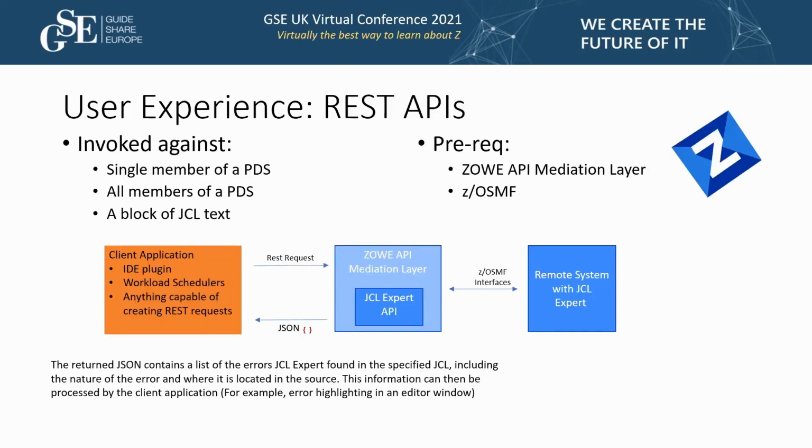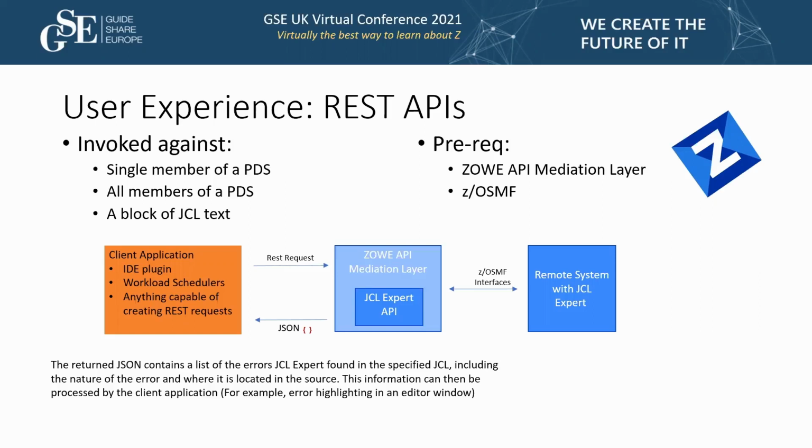Sure. So as Domenico just discussed, we extend the Zoe API mediation layer, and we contribute APIs in the same way that all client APIs of Zoe do contribute, which gives you a bunch of neat stuff like single sign-on and the ability to have a command line extension, which, as Domenico mentioned, could be useful in your DevOps tool chains. So our REST, well, if you could call them APIs or RESTful APIs, you can invoke them against a single member of a PDS, the entire contents of a library, or a block of JCL text. For example, if you were to write your own editor app or plugin, you might want to grab whatever's in the text editor at a given time and upload that.